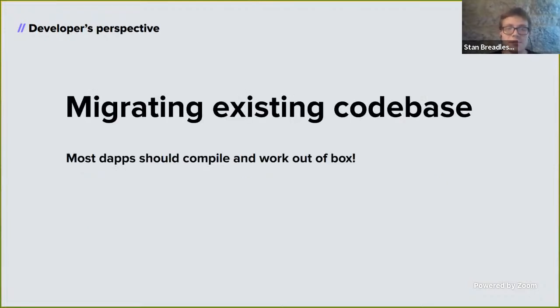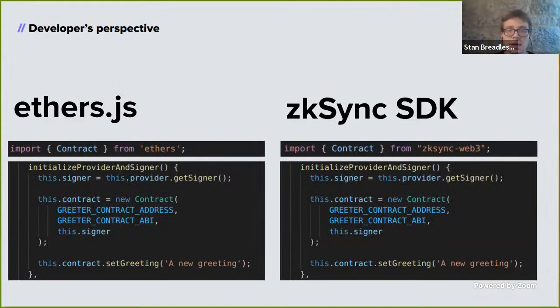From the developer perspective, our main job was to make migrating existing code bases as easy as possible. That is, to make the changes as minimal as possible. Most of the dApps which you could use will work out of the box. And even if you only interact with contracts, you could still use ethers.js most often. We still recommend you migrate to our SDK because it allows more flexibility. And most often the migration will look like that. You just change the import and that's it. The rest of the code will be the same.